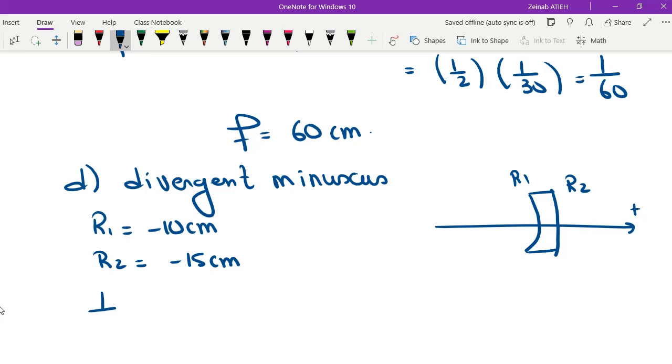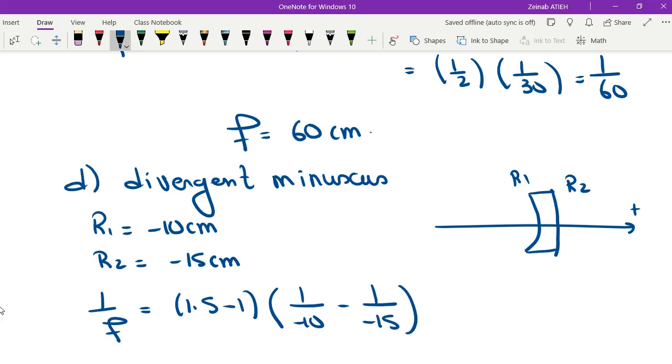1 over F is equal to 1.5 minus 1. I apply the formula directly. So 1 over minus 10 minus 1 over minus 15. We will get the same as above but with a negative sign, so minus 1 over 60, and F will be equal to minus 60 centimeter, and it is negative.